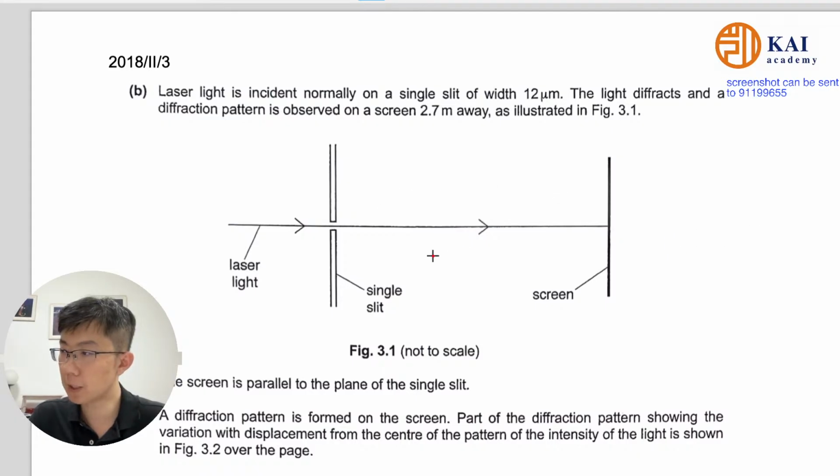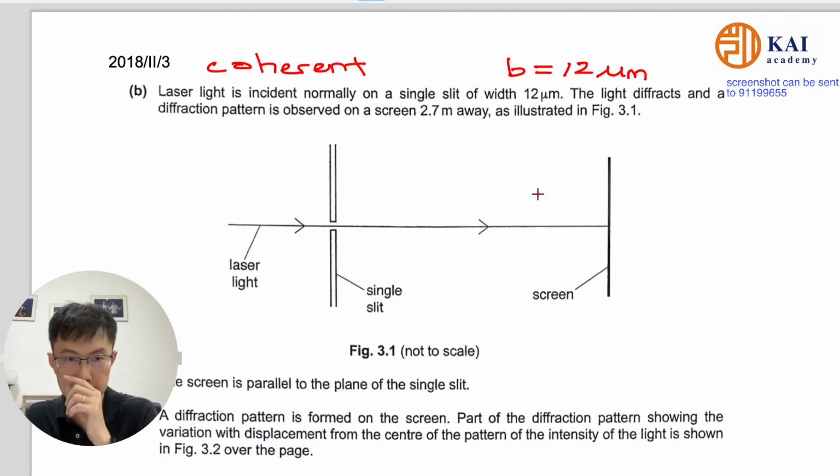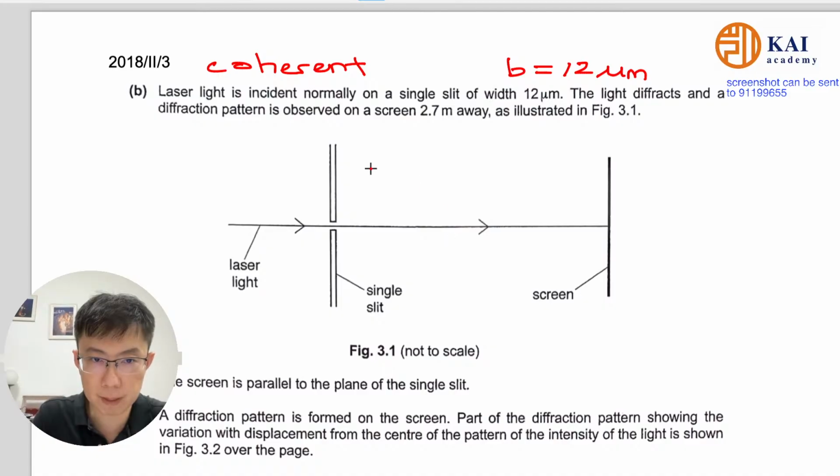Now, this question comes from a 2018 Cambridge paper. We are told there is laser light. Laser by itself is already coherent, so it will be able to undergo constructive and destructive interference. It's incident normally on a single slit of a particular width. Most school notes use the symbol b for this slit width, so that would be 12 micrometer. The light diffracts and the pattern is formed 2.7 meters away.